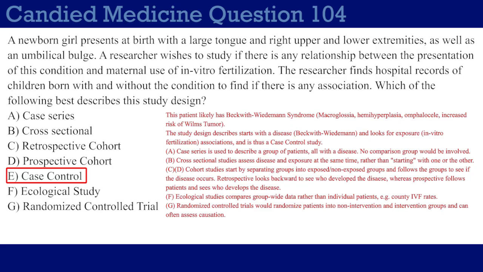Cross-sectional, exposure and disease at the same time. Cohort, you look at the exposure and then you go look for the disease. Case control, you look for the disease first, you get groups of the people with and without the disease, and then you go look for the exposure. It's just testing you on definitions.